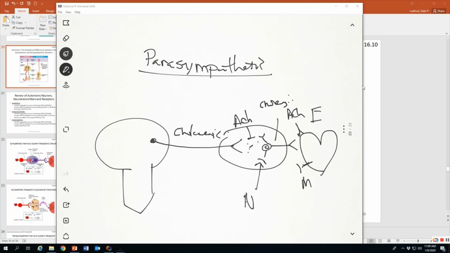All right, and then parasympathetic, we have a cholinergic neuron releasing acetylcholine to a nicotinic receptor. Nicotinic stimulates this cholinergic neuron to release acetylcholine. And then on the effector cell, we have muscarinic.